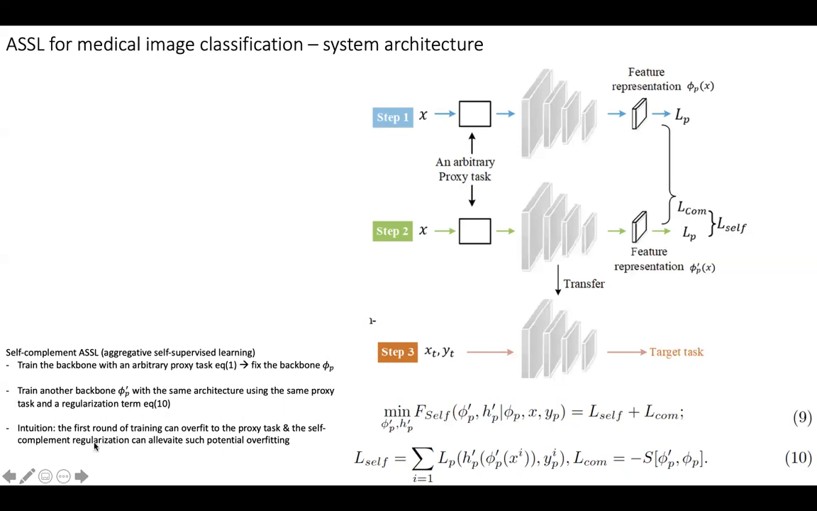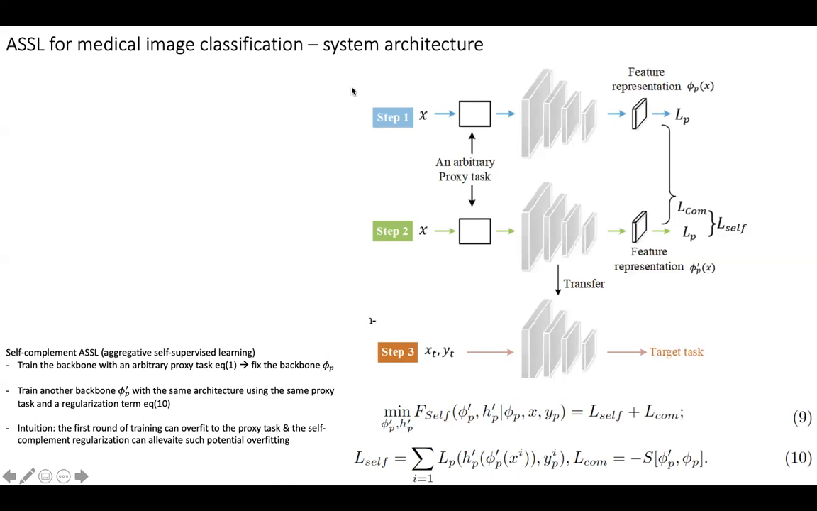Okay. So about the intuition. For the first round of training, we assume this model can overfit to the proxy task. When we introduce this second round of training, we expect that this model can be less overfit to the proxy task, so that we can get a better representation for better generalization in the downstream task.